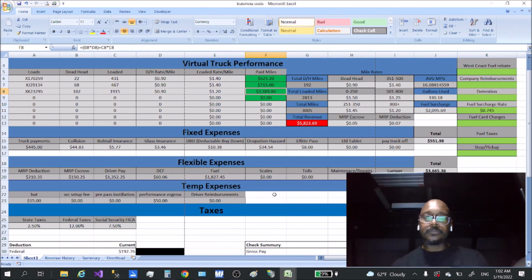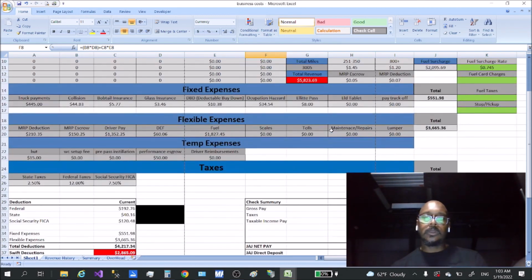What else do we have here? Scales. I didn't have any scales for this week. No tolls, no maintenance repairs, no lumpers. My heavy highway taxes, they took out $15 a week. And my performance escrow, they took out $50. No driver reimbursements.